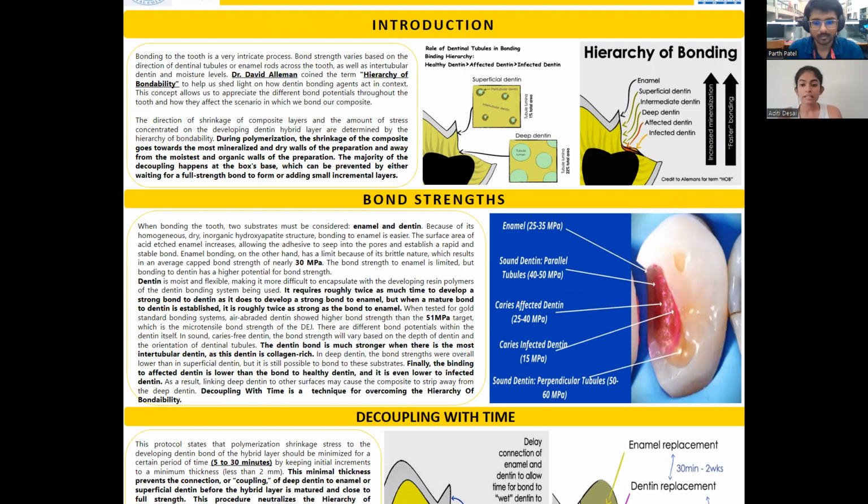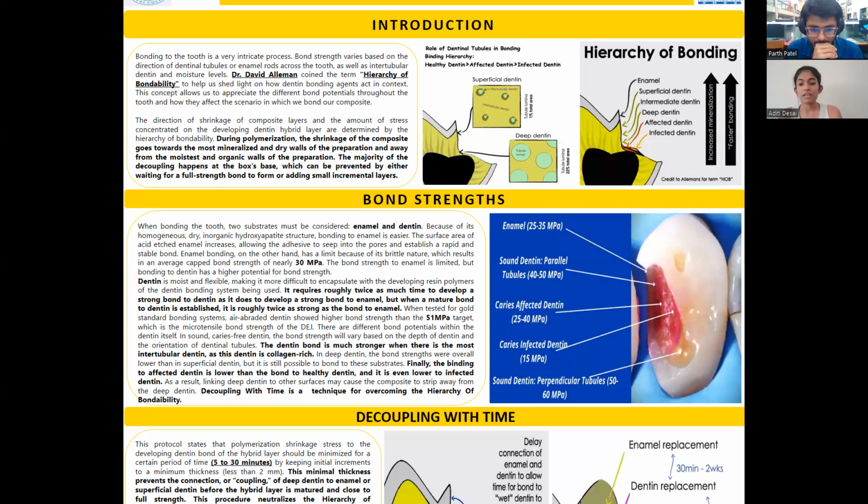Bonding to dentine is slower, but when a matured strong bond forms to the dentine, it can give a bond strength of around 51 megapascal, which is the bond strength of the dentino-enamel junction. So this knowledge can be used by using caries detection dye, and we can understand the different bond strengths through enamel, superficial dentine, and deep dentine.